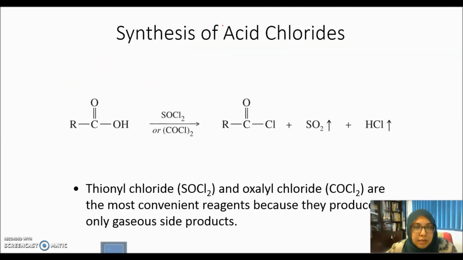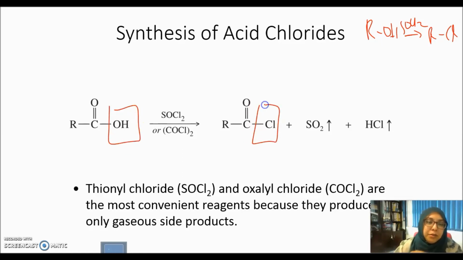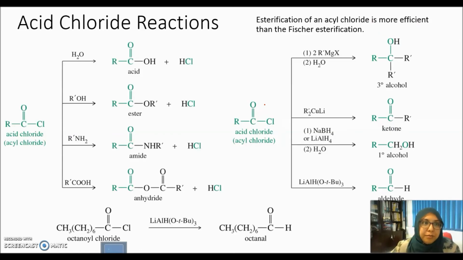Alright, synthesis of acid chloride. Very simply, like you are making alkyl halide from alcohol. If you make alkyl halide from alcohol, you do ROH, and then you react it with, for example, SOCl2, and you will get that. So the same case here, we are going to substitute OH to Cl by reacting it with thionyl chloride, and then you will get your product.